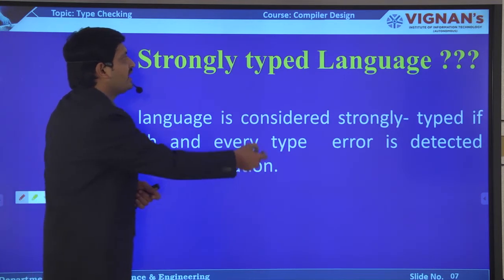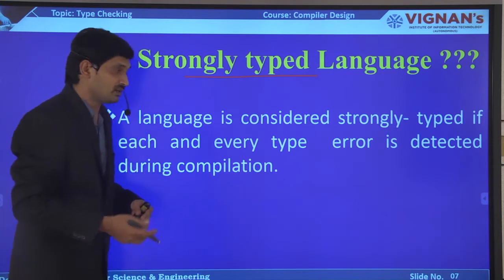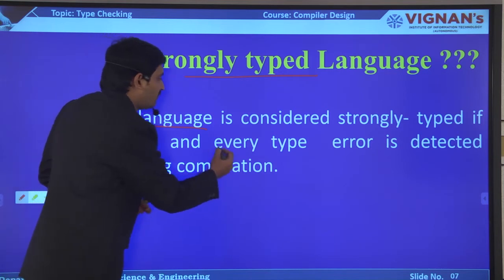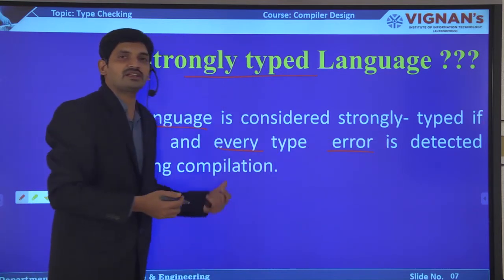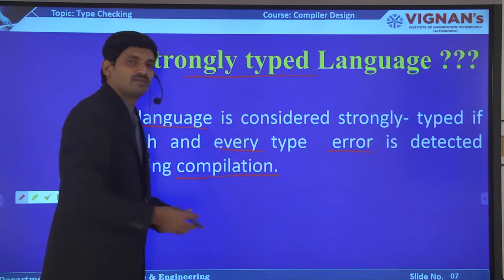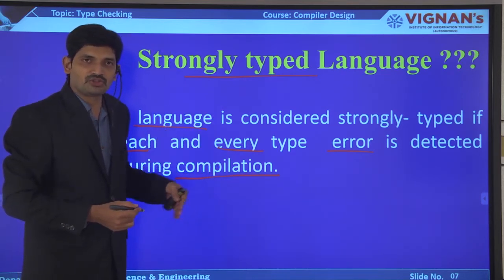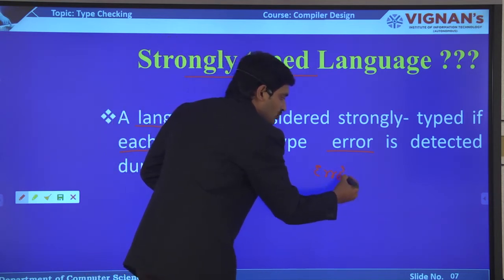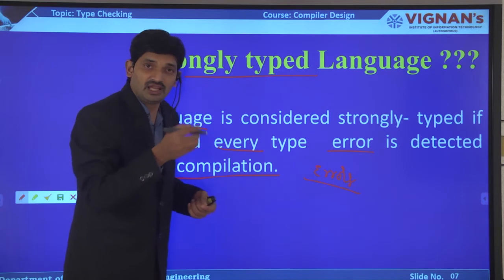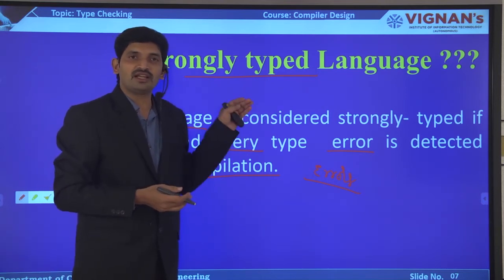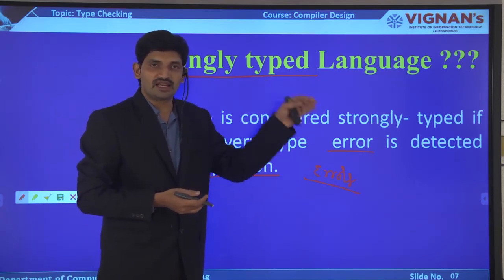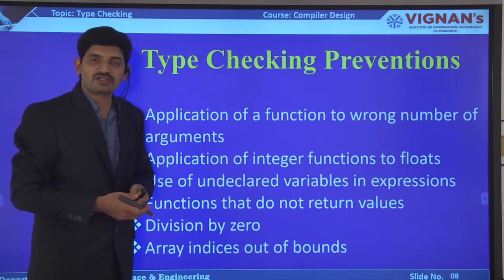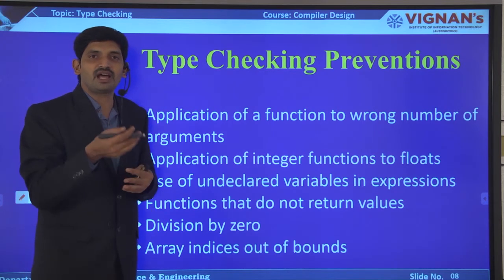If you have a question, what is a strongly typed language? A language is considered strongly typed when every type of error is detected at the time of compilation. That means in the compilation process itself it has to detect all the types of errors associated with that particular language. If the source code contains some errors, definitely the compiler has to generate the error table. Okay, what are the type checking preventions? That means how to avoid the errors.